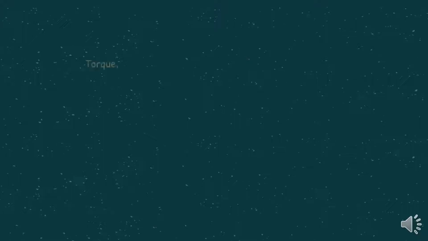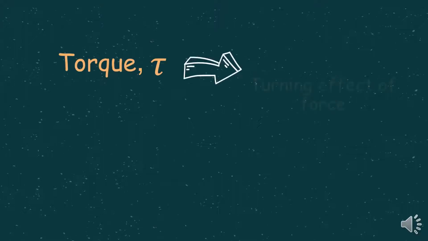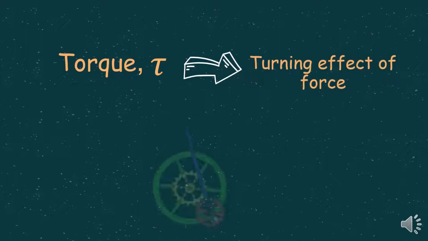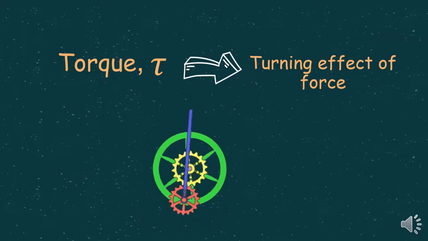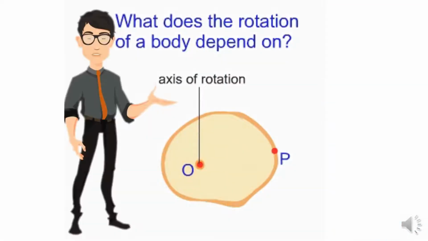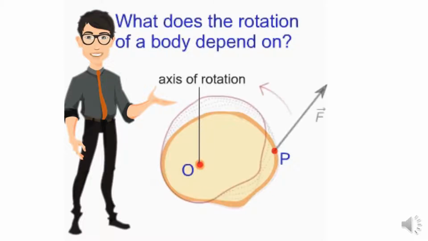Generally, torque is the turning effect of force. In physics, the movement of a revolving door is the rotational motion of a rigid body. This rotation is caused by a force applied to the body in a particular way.